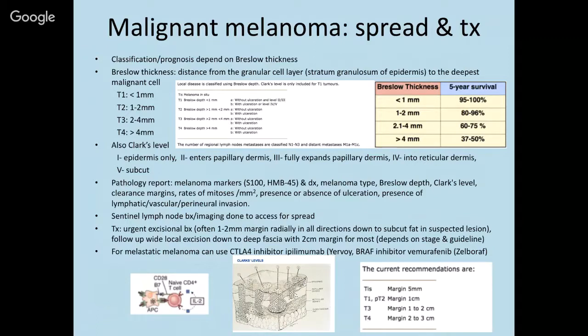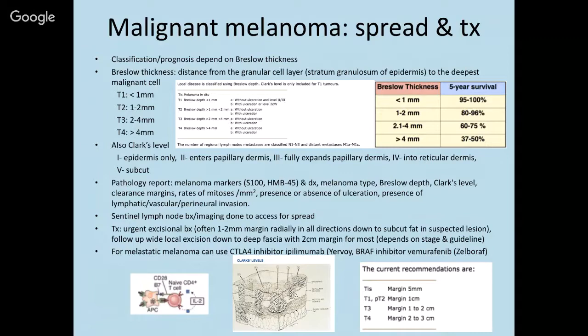So you measure from that down to the deepest malignant cell, and they use that to stage it based on T1 to T4, and the Breslow thickness corresponds with the prognosis. So you can see the 5-year survivals there, obviously getting worse and worse the further the cancer is getting down. Clark's level is also used, but it doesn't tend to be used as much anymore for prognostication. But that describes how far in the actual anatomy of the skin, so whether it's just epidermis and papillary dermis, extending fully into the reticular dermis, or through into the subcutaneous tissue.